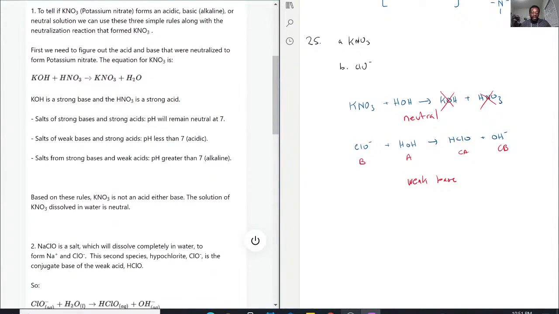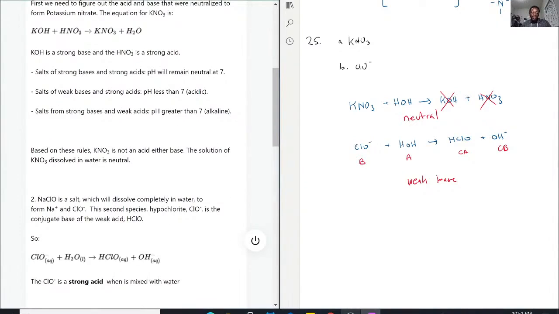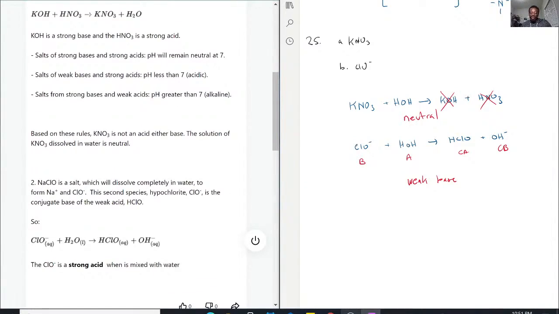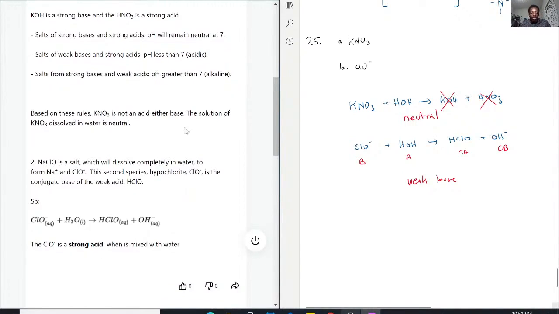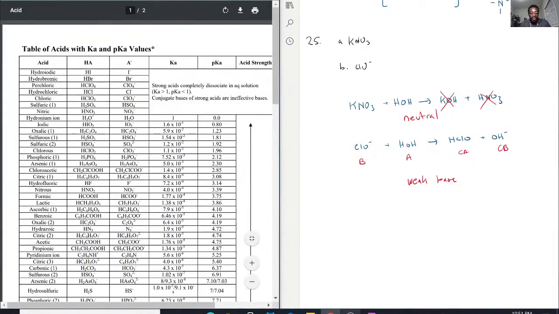Okay? So now with that being said, NaClO is a salt which dissolves in water to give us the ClO minus that we're looking for. Okay? So if ClO minus works with acid, it will be HClO plus OH minus, which is what we got here. Okay? But it says here that ClO is a strong acid when mixed in water, which may be a fair mistake, but it is a mistake nonetheless, because as we see, we have different ones.